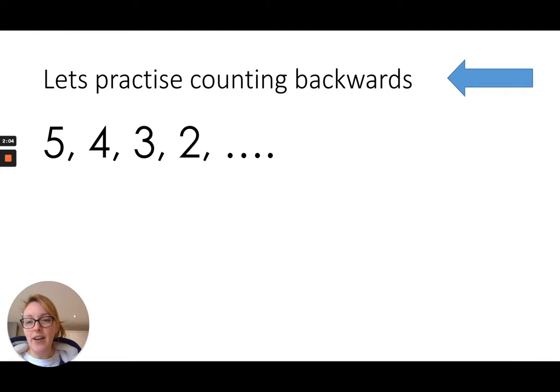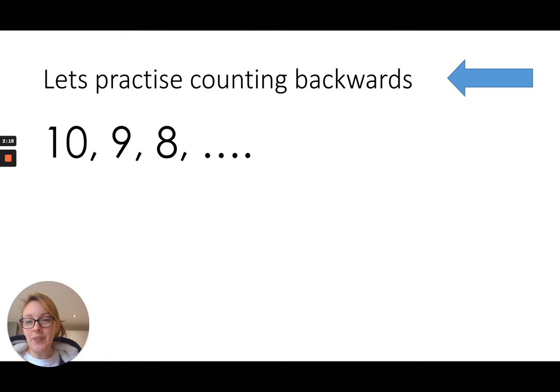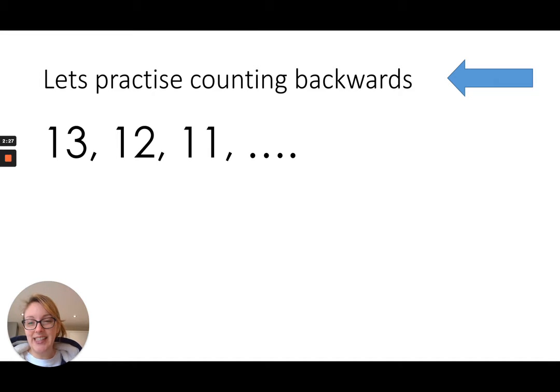So 5, 4, 3, 2. Well done if you said 1. So this time notice the numbers are getting smaller because we're counting backwards. So let's try another one. 10, 9, 8. Well done if you said 7. Let's try another one. 13, 12, 11. Use your number line to help you. Well done if you said 10.